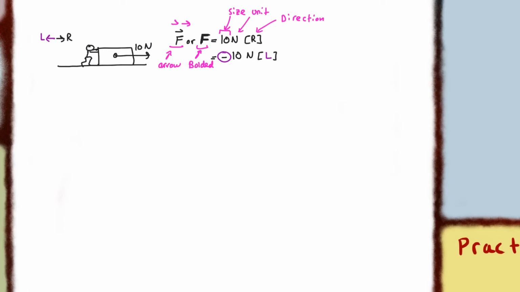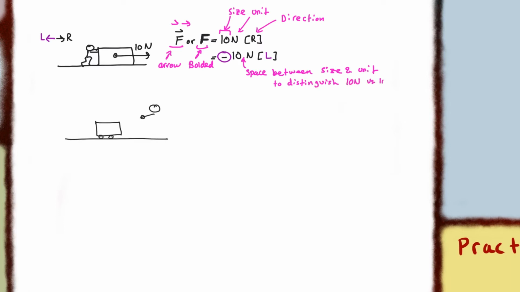Whenever you're writing the size and the unit, make sure you leave a space between the size and the unit, and that's the convention for writing proper units. Note that I didn't do this properly for the first case, but for the second one I did fix it, and this is to distinguish 10N, which is 10 multiplied by N, versus 10 Newton, where N is the unit Newton. Now let's discuss vectors in two dimensions.